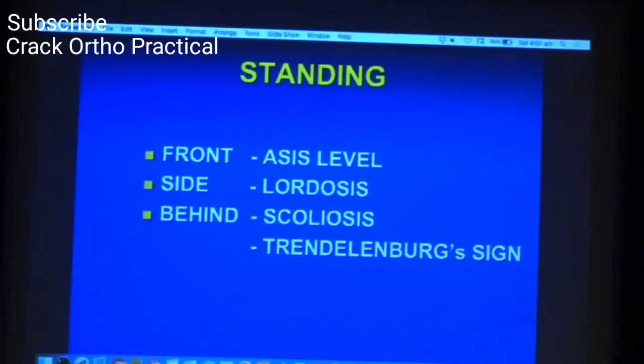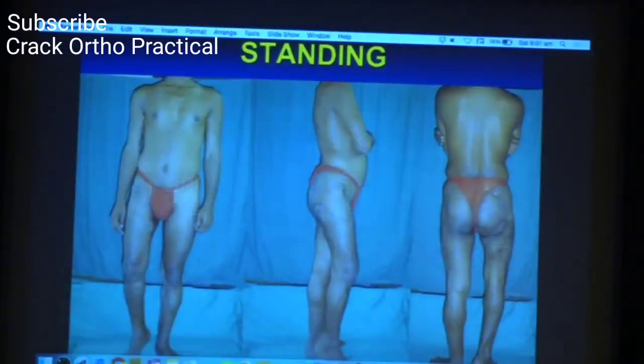And last but not the least, Trendelenburg sign is one sign which all of you know that it cannot be performed in any other position apart from the standing position. So this is the same patient. The observations which you can make with the patient in the standing position.